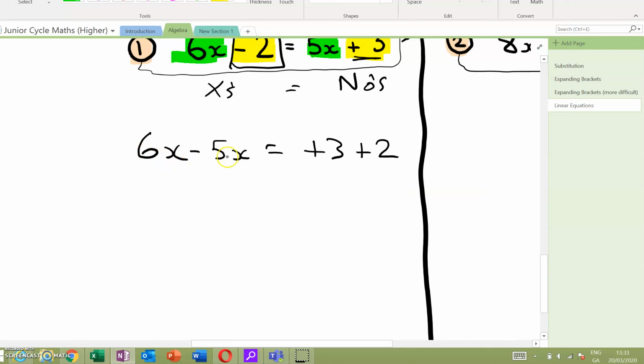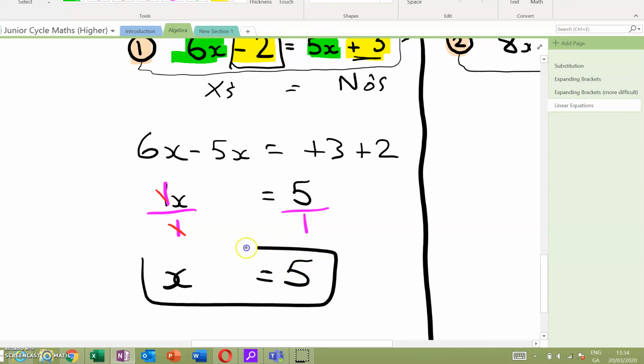Okay, let's tidy it up. 6 x's take away 5 x's. That's 1x. 3 plus 2, that's 5. The very last step, you don't really have to do it here, but let's just keep doing it. We've got to divide both sides by the number in front of x, and 1 is in front of x, so we've got to divide both sides by 1. Now it'll cancel with this over here, and you'll just be left with x, and over here 5 divided by 1 is 5.